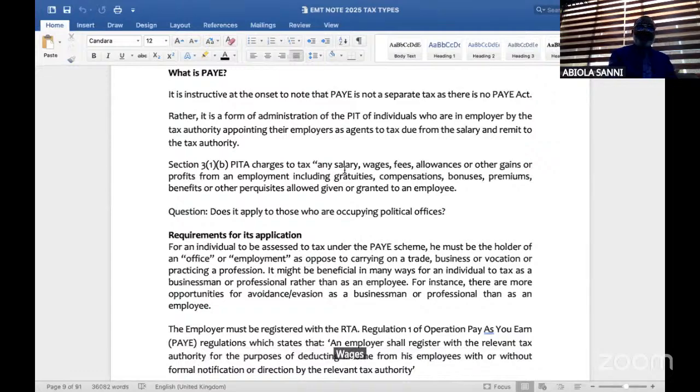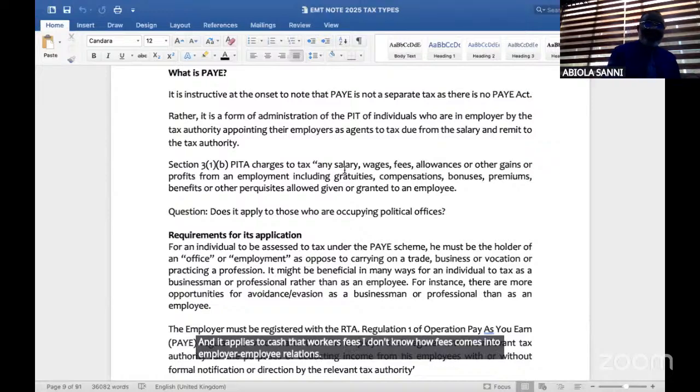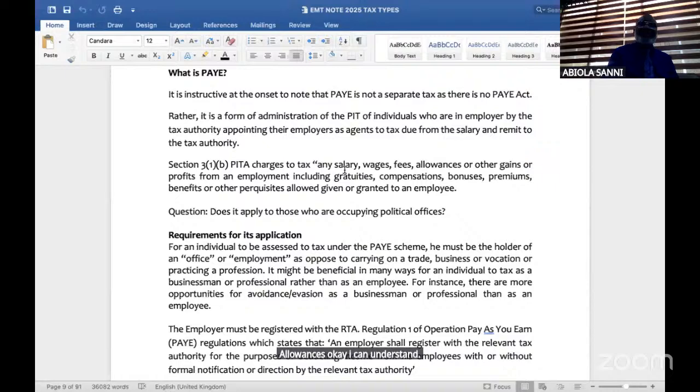Wages apply to those who collect payment on a daily basis, and it applies to casual workers. Fees, I don't know how fees comes into employer-employee relations. Allowances, okay, I can understand. Leave allowance, leave bonus, medical allowance, and all that. So that is aside from the salary. Premiums, I don't know how premium comes into play here.